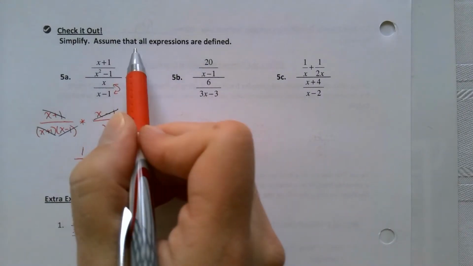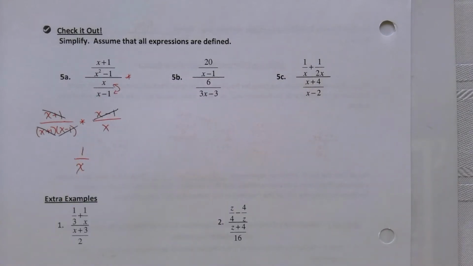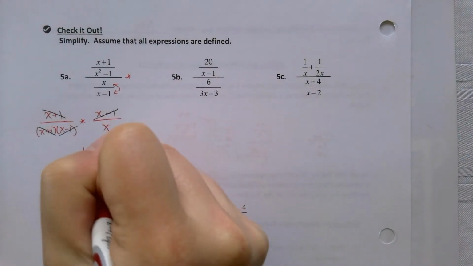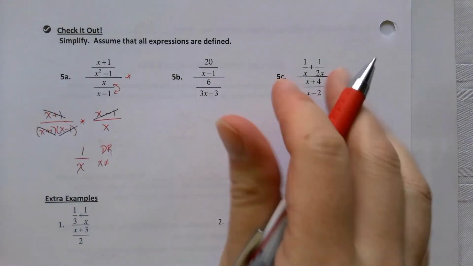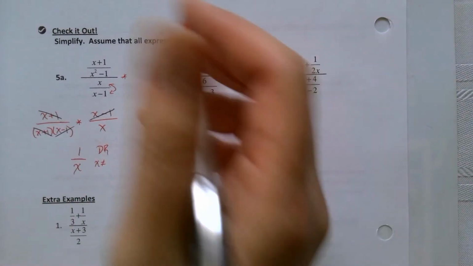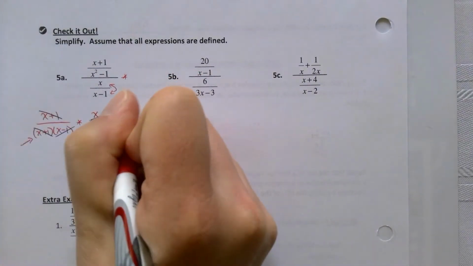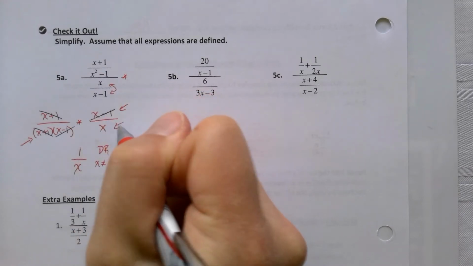Again, it says assume that all expressions are defined, meaning we don't have to worry about domain restrictions. But I think domain restrictions are so important that we want to practice those because they are going to be very meaningful in later lessons, solving as well as the graphs. So when I'm looking at this, I'm looking at my original denominator, my original denominator from the bottom, and that piece in the numerator that I was dividing by.